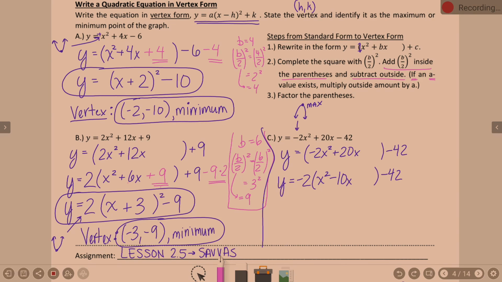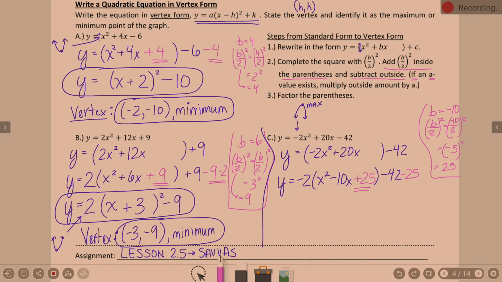Okay. What B value am I using? Your current B value. So -10. We take B divided by 2. So -10 divided by 2 is -5. What do you get when you square -5? 25. Positive 25, yes? I still have some people that tell me that's a -25. When you square it, you get a positive. So we're going to take that 25, add it inside the parentheses and subtract it outside the parentheses.